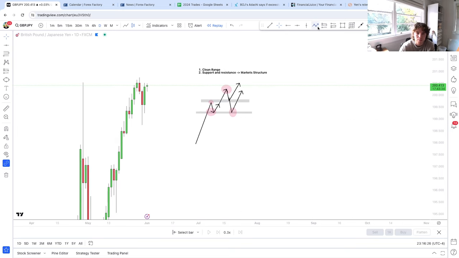And if we think about a bearish market, it's the exact same thing. We push down, create support because we close bullish, we failed to break below that level, then we create resistance by closing bullish, and then we continue down.